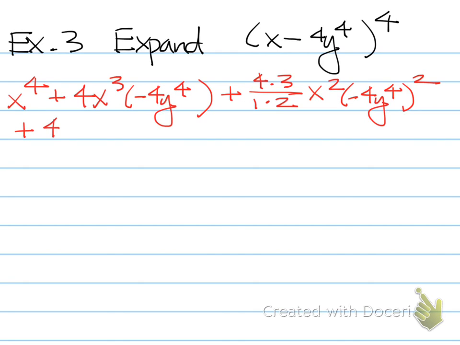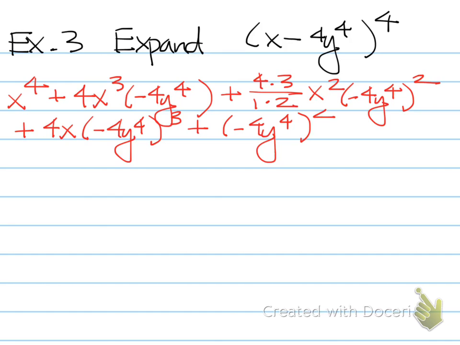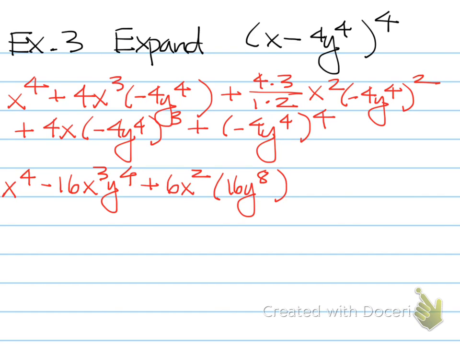So 4, and then continue to reduce the first term of the binomial by 1, increase the second term by 1, and then the last term, the fifth term in the expanded binomial, will be the second term raised to the power of the binomial. And let's start to simplify. So 4 times negative 4 is negative 16. 4 times 3 over 2 is 6. And the negative 4 squared is 16.